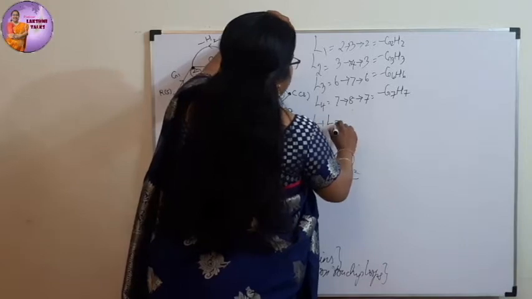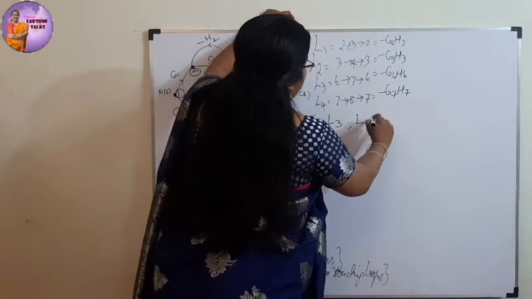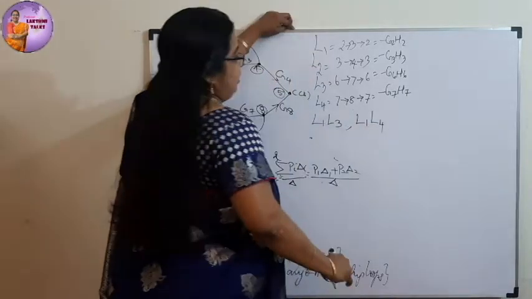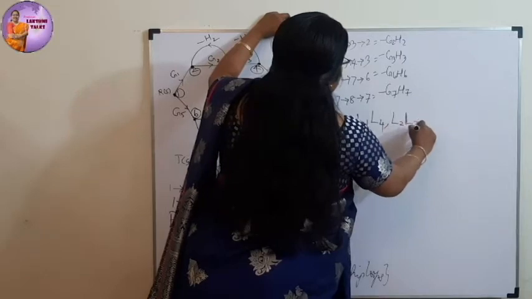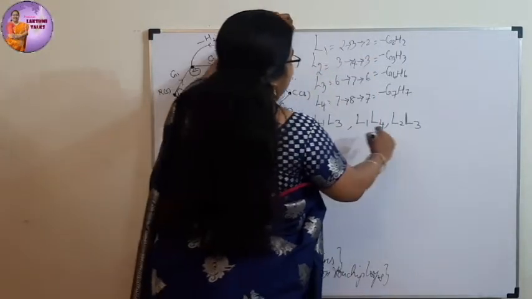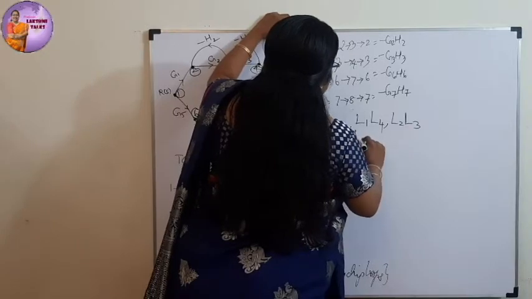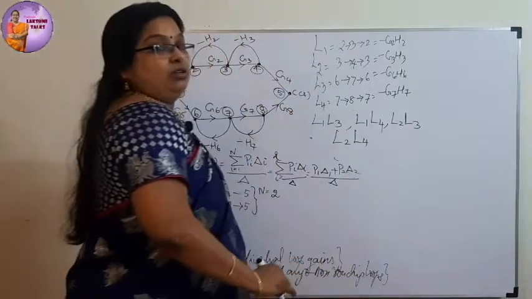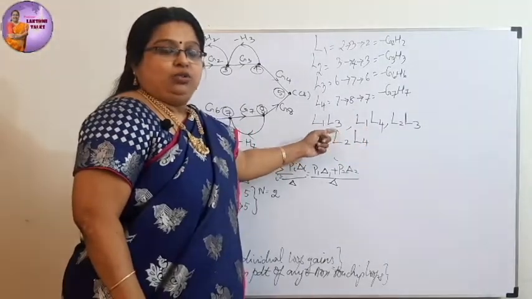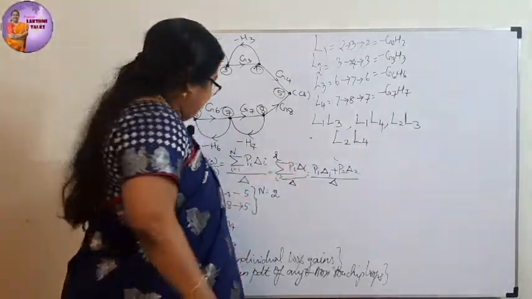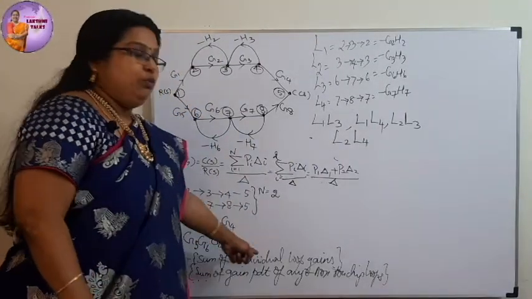L1, L3 non-touching. Similarly, L1, L4 non-touching, right? L2, L3, they are not touching each other, and similarly L2 and L4 are also not touching each other. So we have 2 non-touching loops, right? So see, delta is 1 minus sum of individual loop gains.